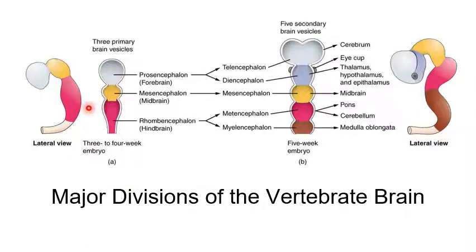the neural tube develops swellings, which we call the three primary brain vesicles: one swelling, the second swelling, the third swelling. They are called the prosencephalon, the mesencephalon, and the rhombencephalon, or more commonly known as the forebrain, the midbrain, and the hindbrain. After 5 weeks in the embryo, the hindbrain swelling is further subdivided into two: the metencephalon and the myelencephalon. These two further comprise the hindbrain.